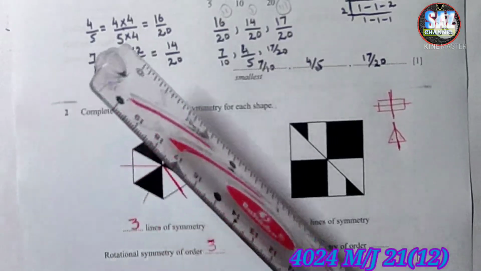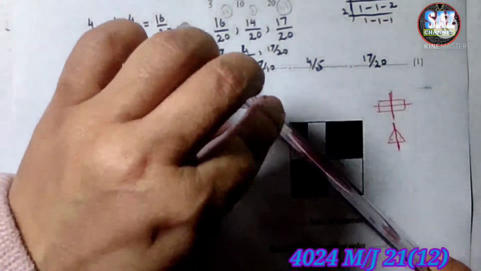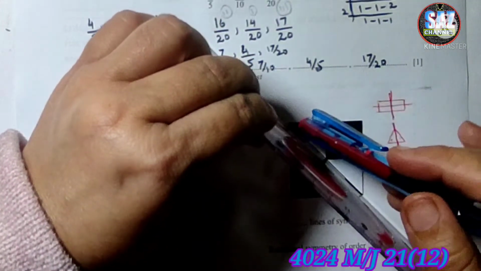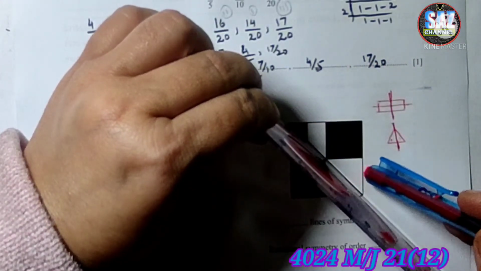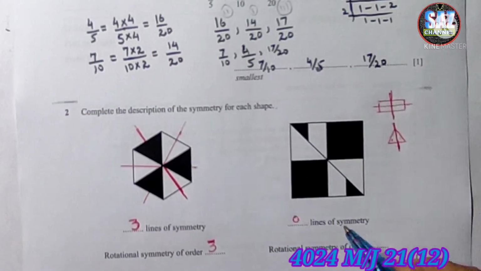But if we observe, if I am keeping the ruler at this place and I'm folding the shape, you can see that although this black portion can come over here, over here this triangle is facing towards this side and the other triangle is facing towards the other side. So this shape has no lines of symmetry, or 0 lines of symmetry.